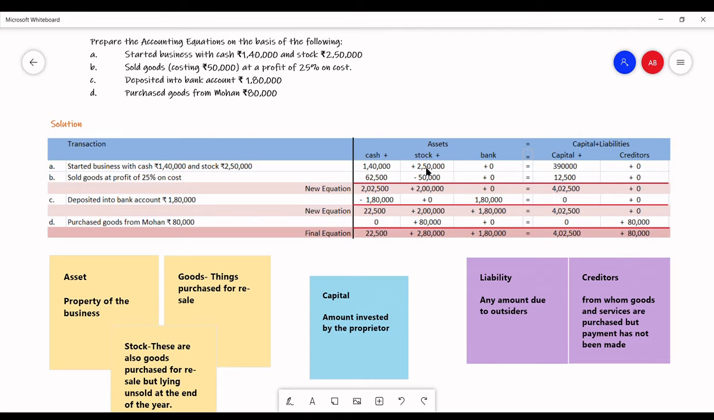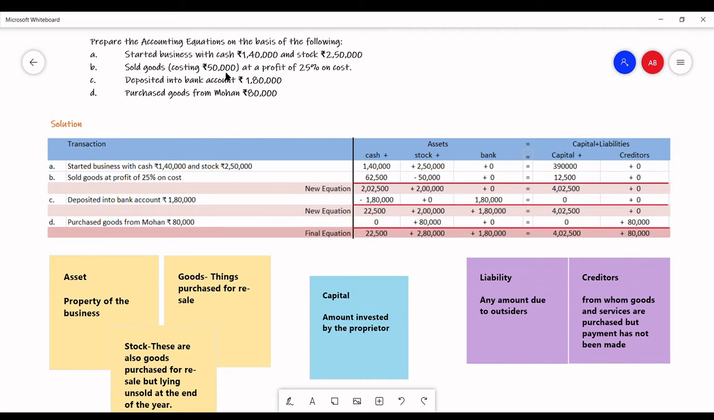Now, since these are introduced into the business by the proprietor itself, this becomes the capital as well. So the total amount of 1,40,000 plus 2,50,000, that is an amount of 3,90,000, I'll be writing it below my capital. And this also verifies my accounting equation. See, the total of my assets is equal to my capital plus liabilities. My left hand side is equal to my right hand side. At any given point of time, for every transaction, this will satisfy my accounting equation. Let's move on to the next transaction.